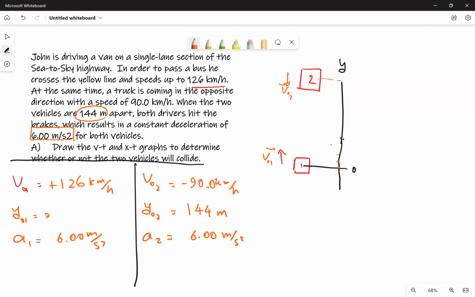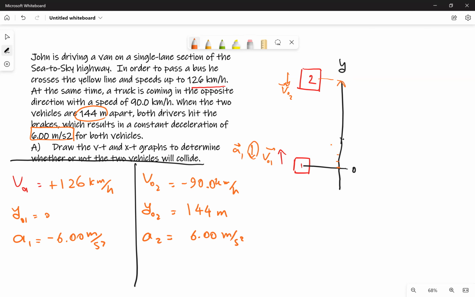So if the vehicle 1 decelerates, we said any time velocity and acceleration have the opposite direction, the object decelerates, right? So the acceleration is going to be in this direction, A1. This vector A1 is going to be in the opposite direction of V01. Is it in the negative direction of Y or in the positive direction of Y? Having the positive direction of Y to be upward, it is in the negative direction of Y. So this is going to be negative 6.00 meters per second squared.